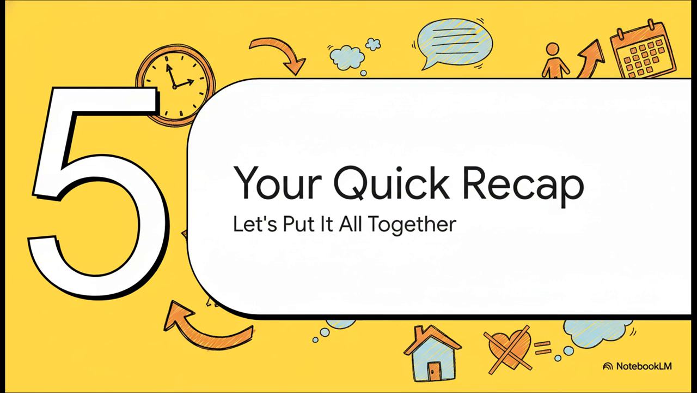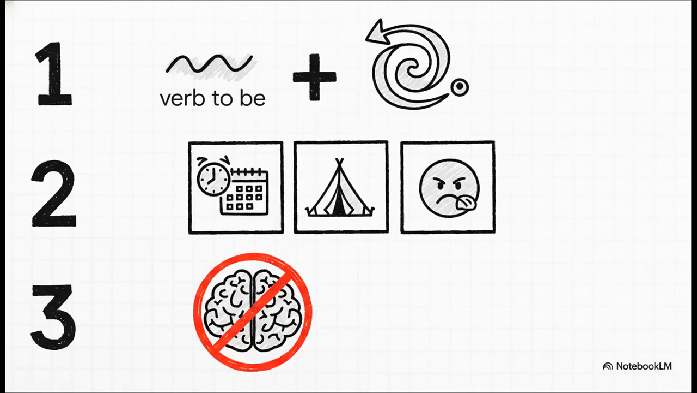Whew, okay, that was a good bit of information, right? So, let's do a super quick recap to pull it all together and make sure the really important stuff sticks with you. All right, here are your three biggest takeaways. Number one, the formula is easy peasy. It's just the verb to be plus your main verb with ing. Number two, remember the four main jobs: actions happening right now, temporary stuff, future plans, and those annoying habits. And number three, the golden rule: avoid using it with stative verbs like know, want, or like.